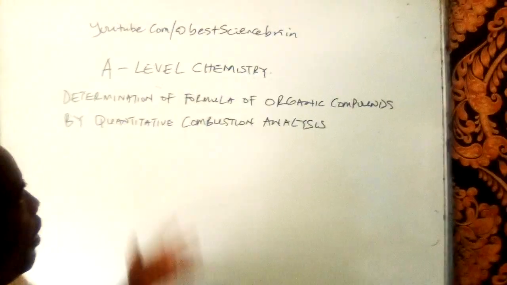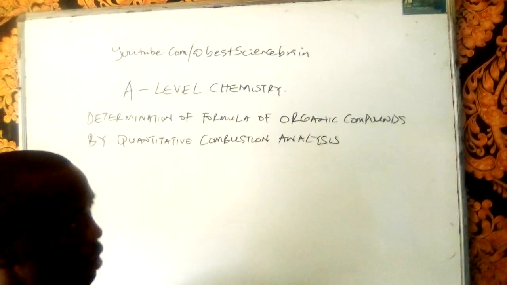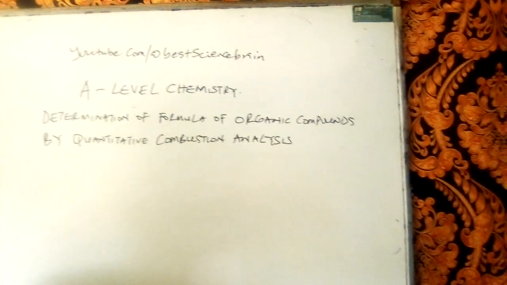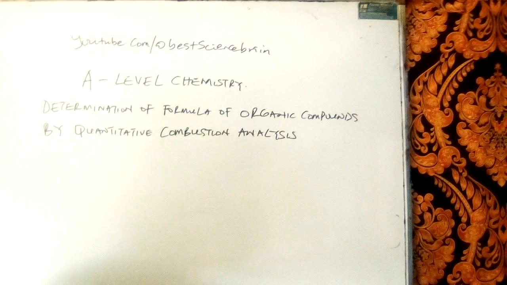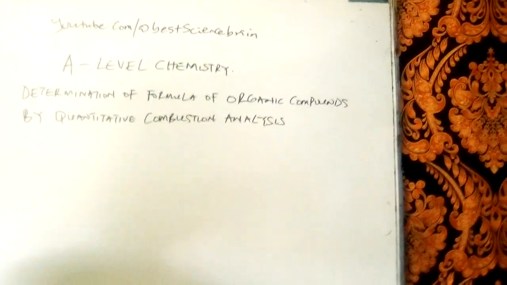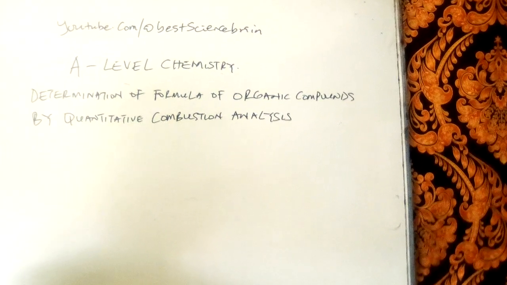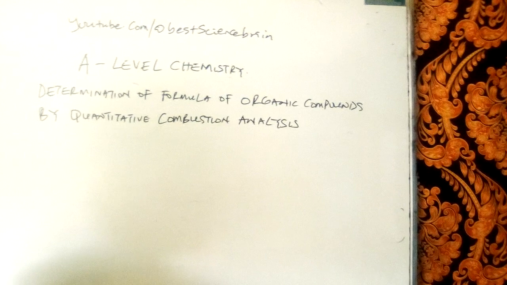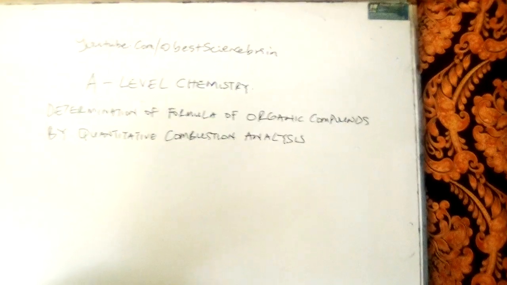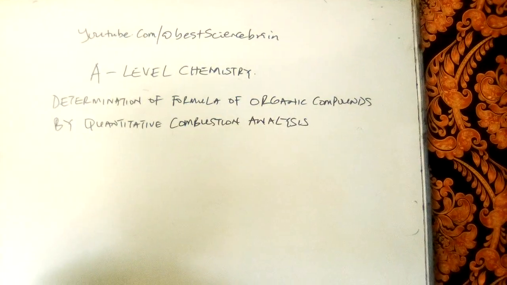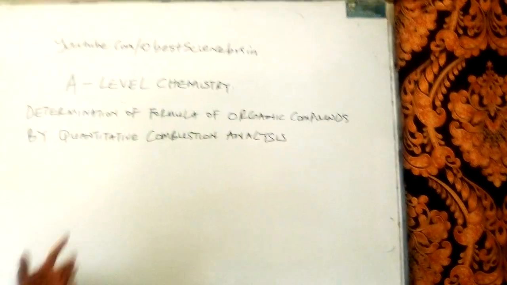Today we are looking at A-level chemistry, advanced level chemistry. The topic on the board is examination of formula of organic compounds by quantitative combustion analysis. This topic is organic chemistry, and it is suitable for students in tertiary institutions, first year and second year, those doing science courses like chemistry, pharmacy, medicine, microbiology, biochemistry. So this is for you.